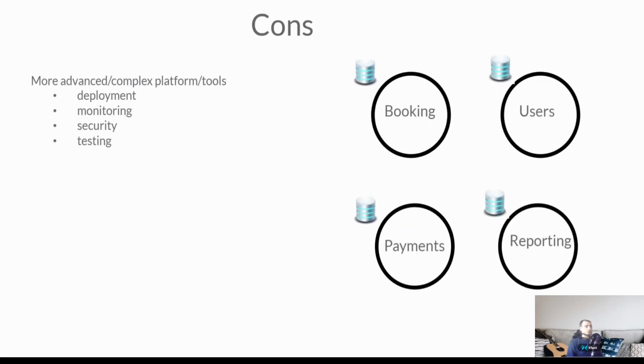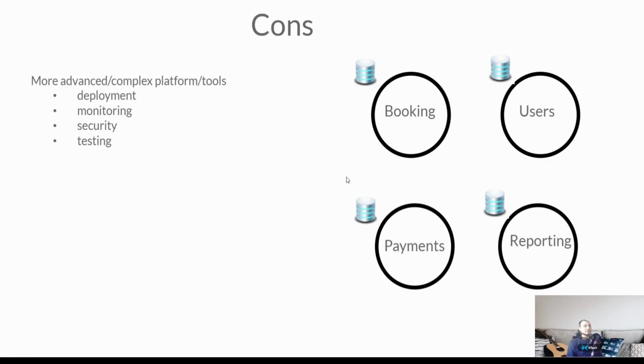Now, obviously, when you have benefits, sometimes you have drawbacks or cons or concerns. So what are some of the cons? We have a more advanced, complex platform when it comes to deployment, monitoring, security, and testing. Deployment. Now, I said in the last slide that in the scope of a single service, it's easy to make a change and deploy. But the overall complexity of our system is bigger.